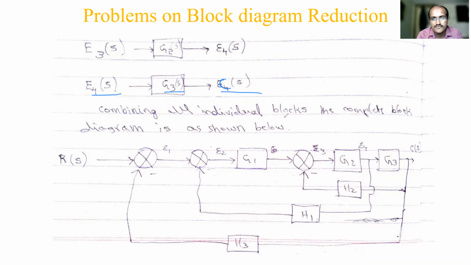Then combining all individual blocks, the complete block diagram is shown below. So how to combine all the blocks? First, we'll take only the forward path. The feedback path we won't consider. So in the first equation, R of S was there. Then there is a summing point and its output is E1 of S. I will just write E1 here, because in block diagram construction writing S every time is time consuming, so we'll omit that. Then the H3 feedback will not be considered now. Just we'll write the forward path.